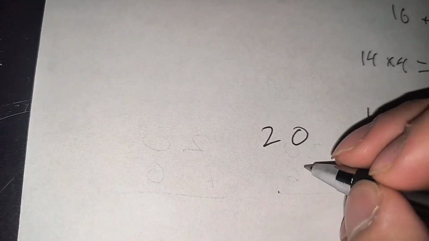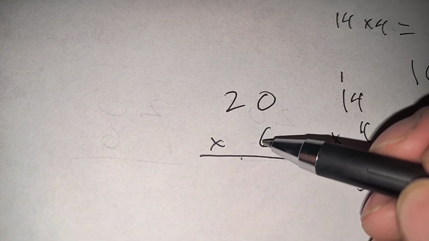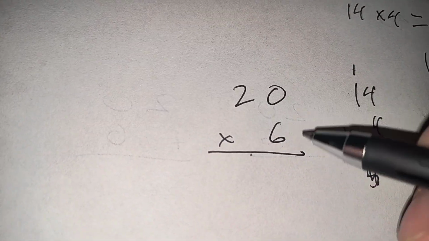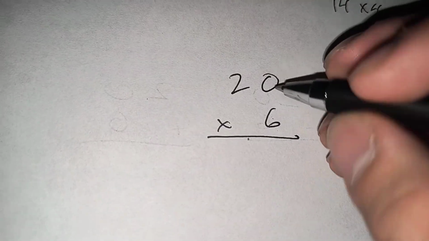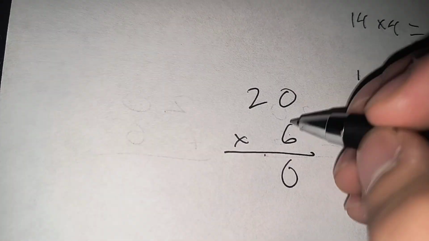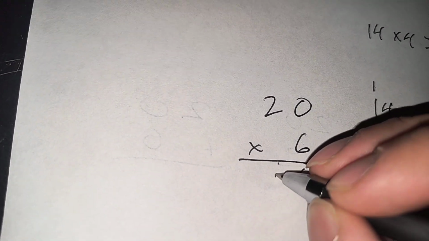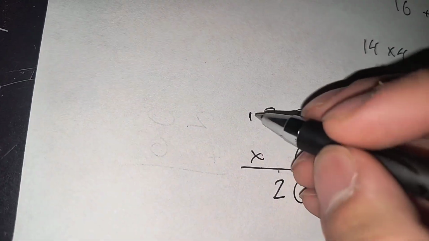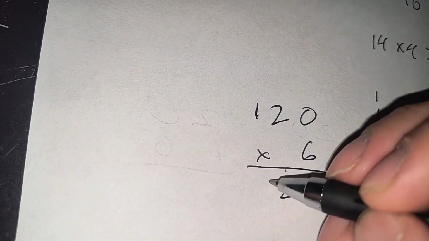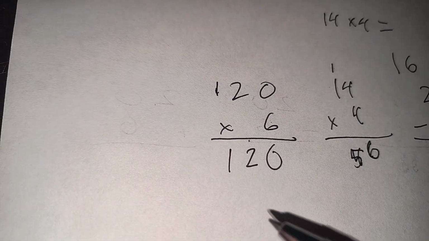You write out the multiplication problem like this, and then you multiply each place. In this case, let's say 6 times 0 is 0. 6 times 2 is 12. So we just put here, bring the 1 over here, but there's nothing there. We just drop the 1 down. 120.